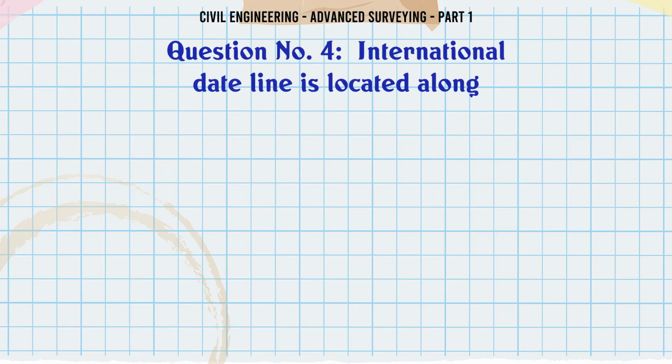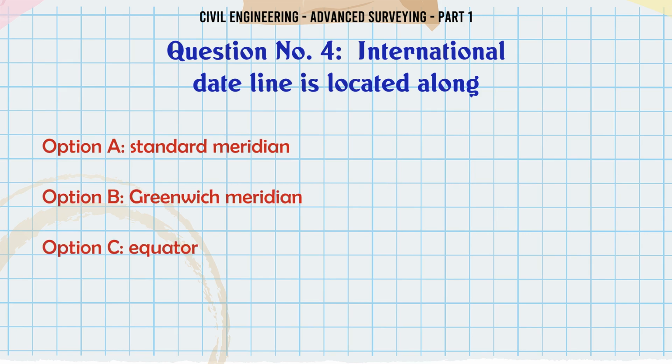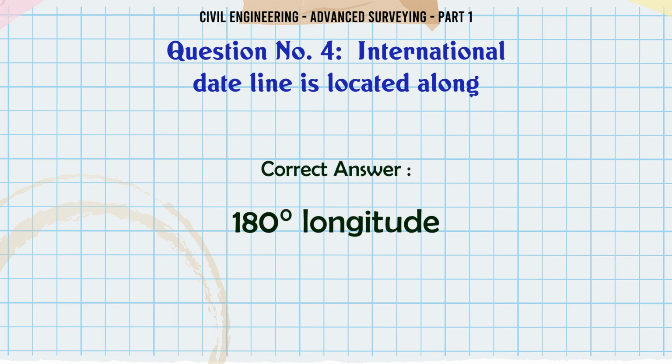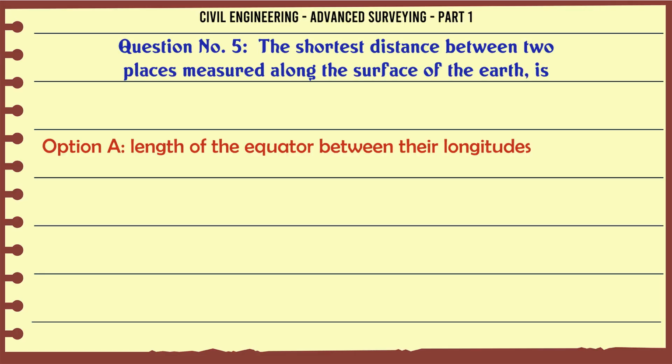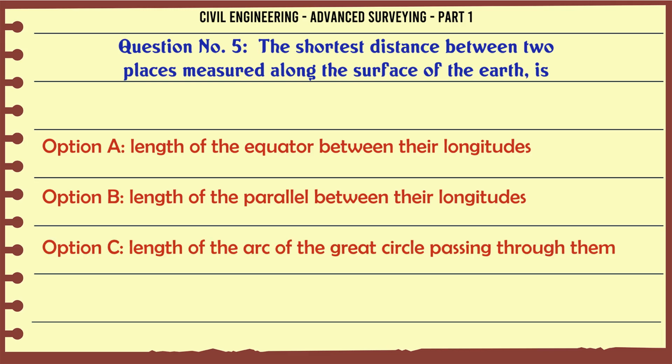The International Date Line is located along: A. Standard meridian, B. Greenwich meridian, C. Equator, D. 180 degrees longitude. The correct answer is 180 degrees longitude.